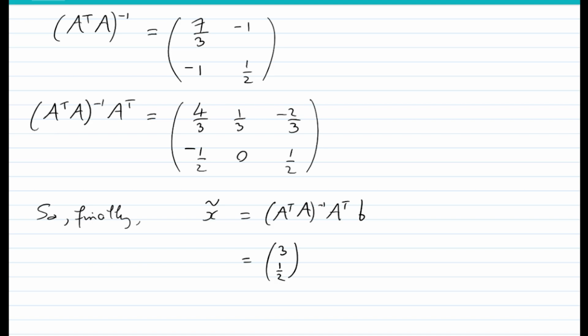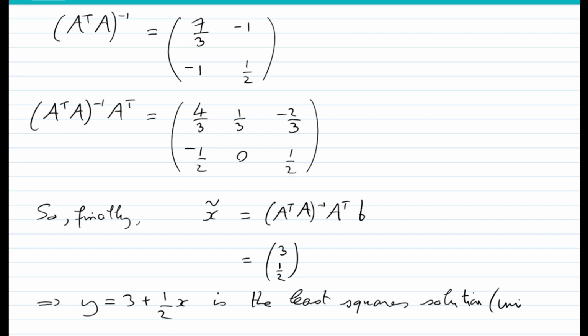So this means that y equals 3 plus 1/2 of x is the least squares solution. And as I said, here it is unique. Okay, so you see how this works.